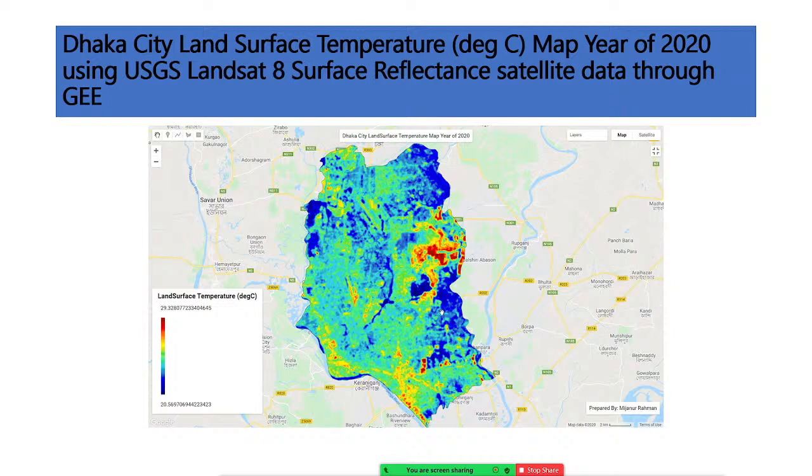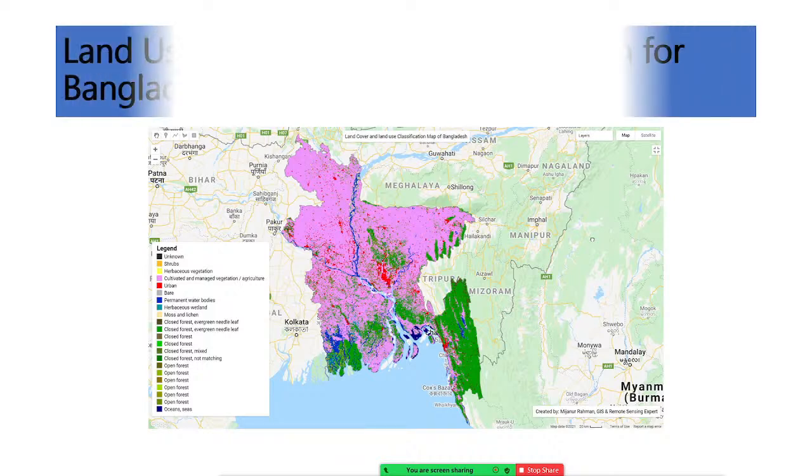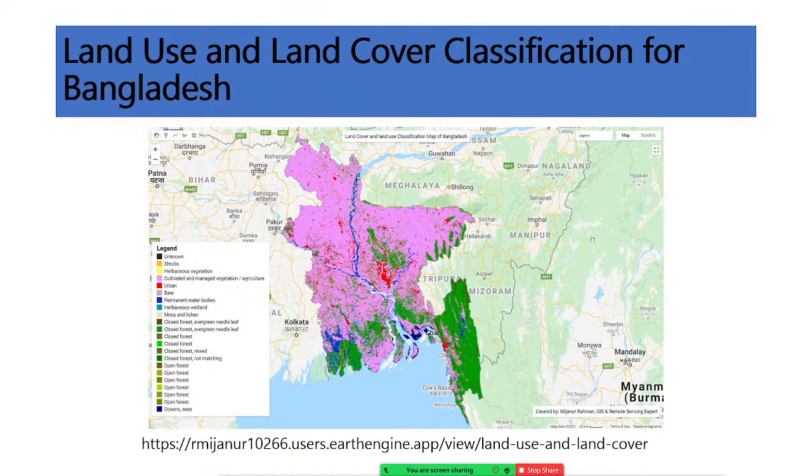So this is another task for making the land surface temperature using Landsat 8 in the Google Earth Engine platform. So this is another for the land cover classification map for the whole world, including Bangladesh. Here I define the whole world country boundary shapefile. For Bangladesh, I made the land cover and land use classification map. For a better view of this map, you can easily go to this link.